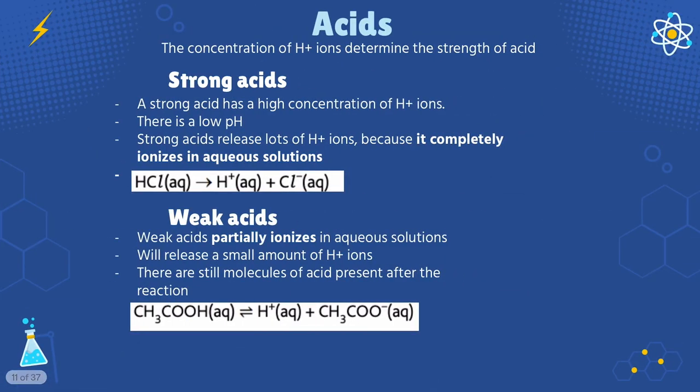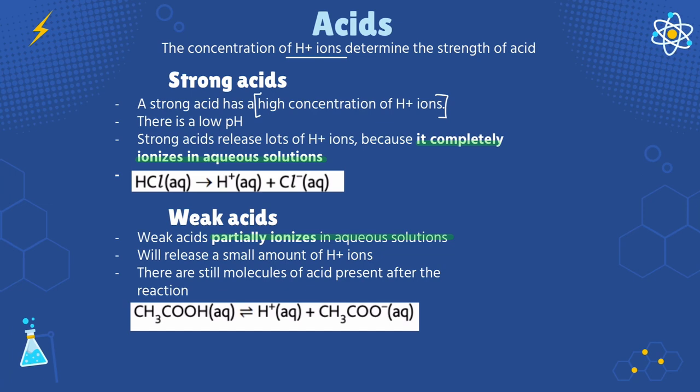Okay, acids. The concentration of H+ ions determines the strength of an acid, as we said earlier. So we have two different types of acids, basically strong acids and weak acids. The main point about acids is that strong acids completely dissociate or ionize in aqueous solutions, while weak acids only partially ionize in aqueous solutions.